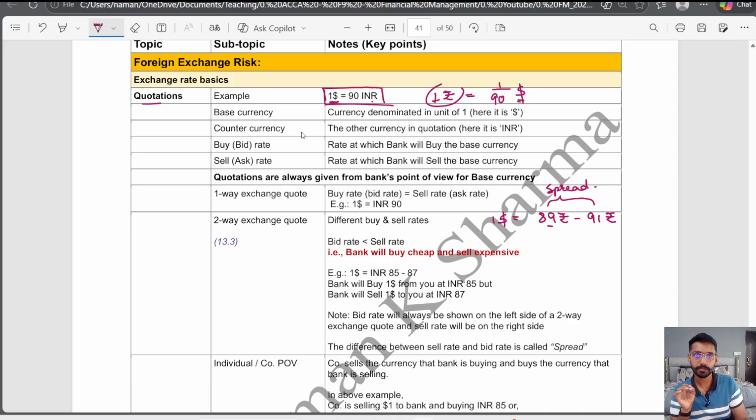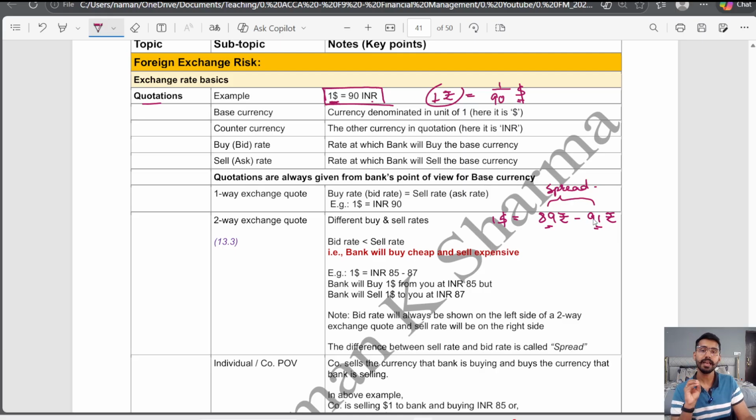So in this case, you have the dollar, the currency which is given in 1 unit. Pick out the base currency and ask yourself, what is the bank doing with the base currency? Forget everything else, just think what the bank is doing with the base currency. If the bank is buying the base currency, then you use the buy rate. If the bank is selling the base currency, then you will use the sell rate.